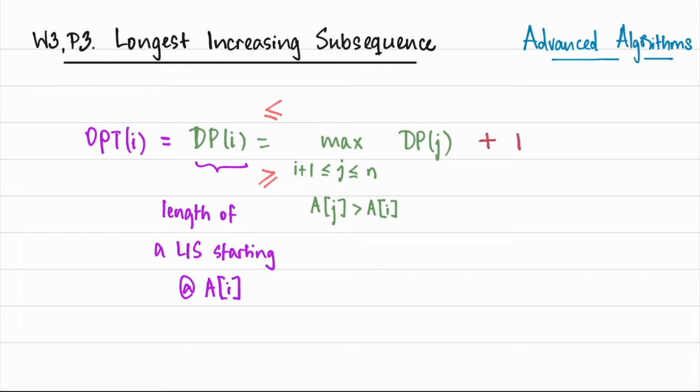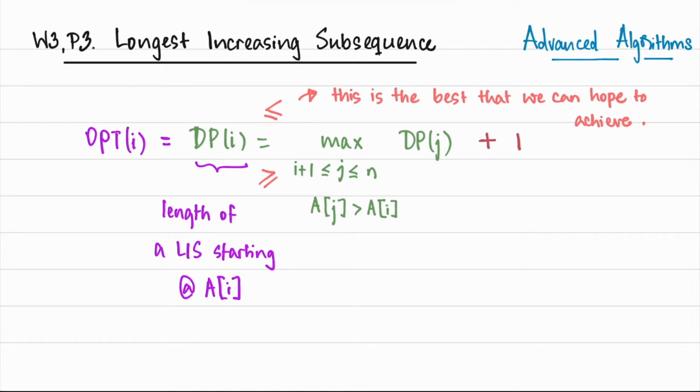So when I say opt is at most this, I want to say that there is no other subsequence that starts at a of I that is longer than whatever value we have computed on the right hand side. Okay, so what we are trying to say with this inequality here is that this quantity on the right hand side is the best that we can hope for. So that's what the at most inequality is telling us.